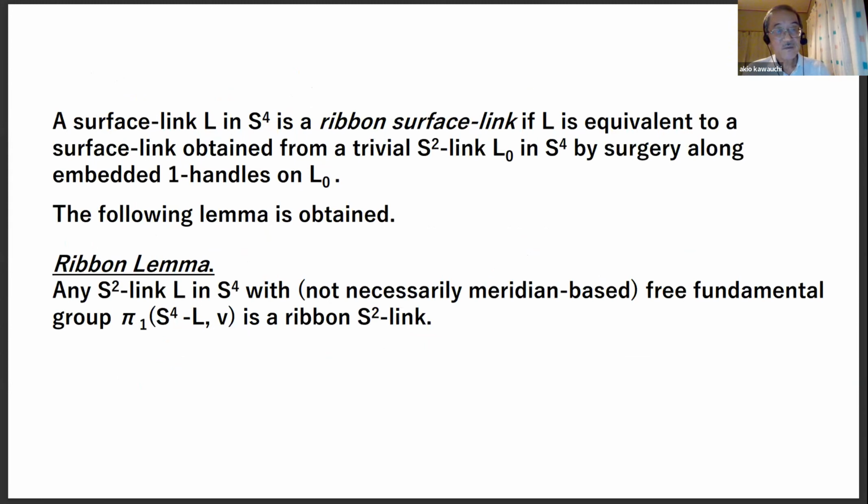A surface link L in the four-sphere is a ribbon surface link if L is equivalent to a surface link obtained from a trivial S2 link L0 in S4 by surgery along embedded one-handles on L0. The following lemma is obtained, the ribbon lemma: any S2 link L in S4 with not necessarily meridian-based free fundamental group is a ribbon S2 link.